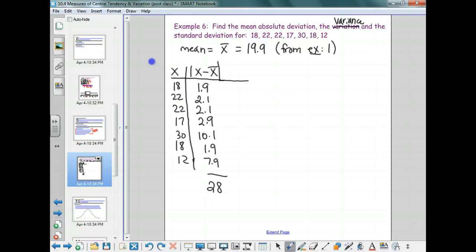28.9. What should we be dividing by? This is my sum. And then we divide by 7. This will give me my average. So I shouldn't say sum here. Say we're actually finding the mean absolute deviation. So what do I get when I divide 28.9 by 7?